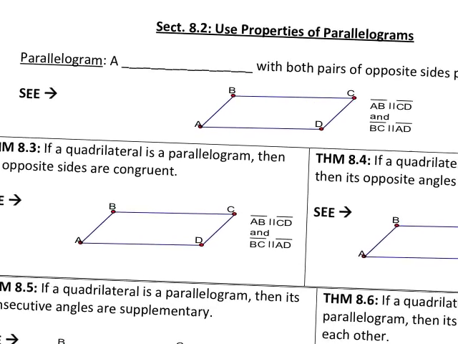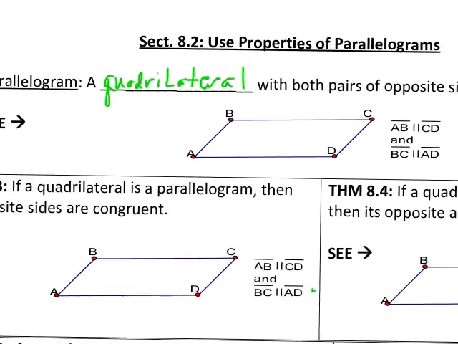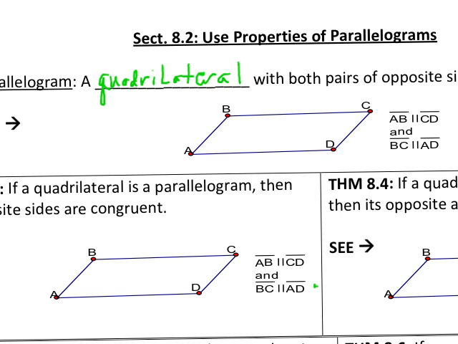So let's zoom in here. A quadrilateral, so let's write quadrilateral with both pairs of opposite sides that are parallel. So let's draw that in there. Then we've got this side is parallel to this side, and this side is parallel to this side. AB is parallel to CD, and that's what I've written over here. Okay, so that's what a parallelogram is.